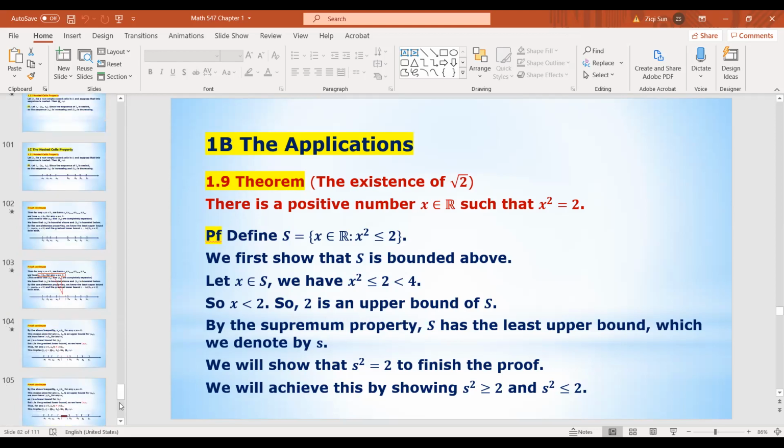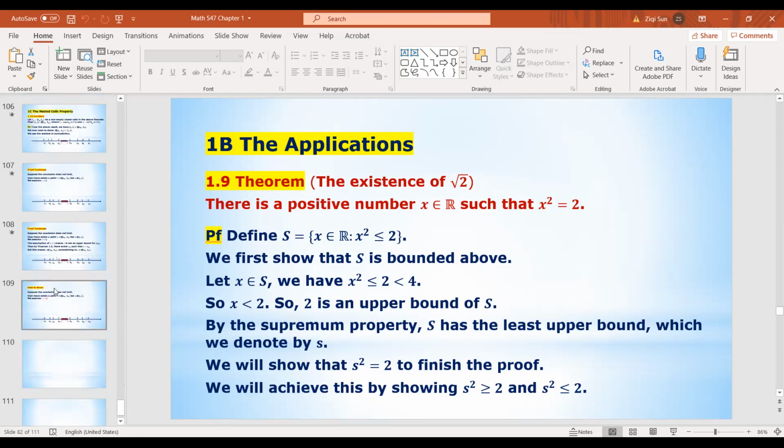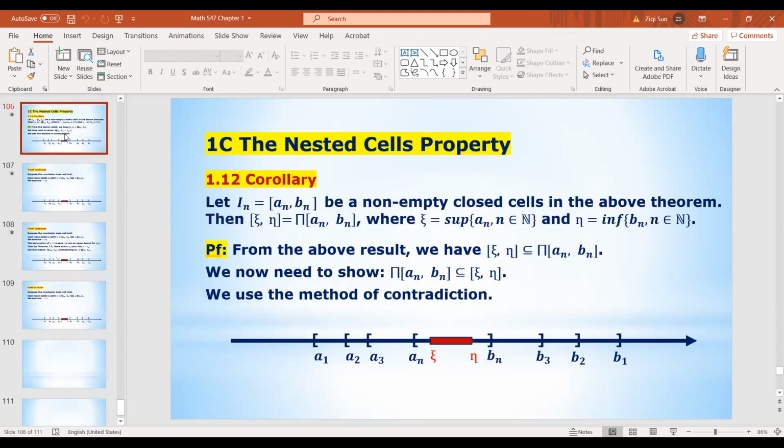And the last thing we talk about in this chapter is the nested cells property. When we talk about the nested cells property, we have a theorem, the nested cell theorem, together with this corollary. This corollary indicates that the intersection of the Rn is exactly equal to this closed interval [c, eta]. So that's the result.